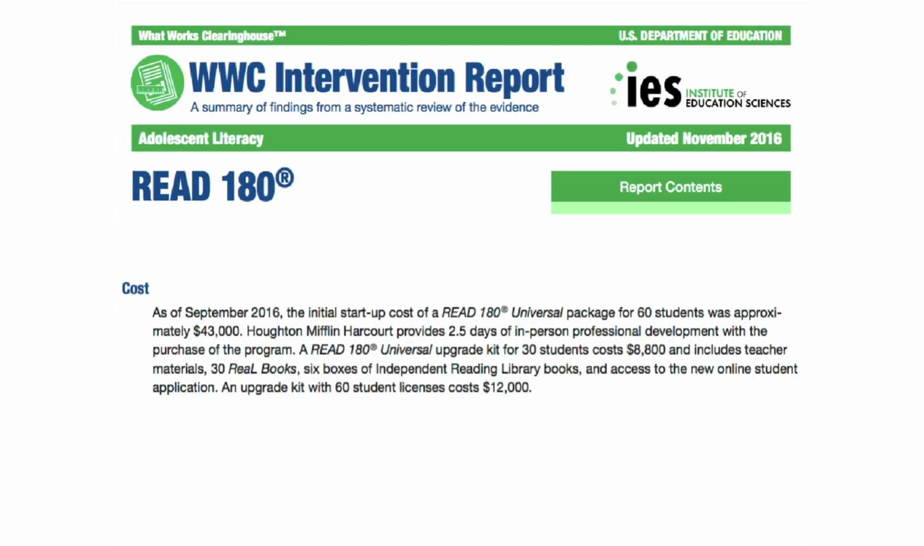When we go into the What Works Clearinghouse, we see some of this, where they talk about the package. For 60 students, it was about $43,000. They talk about this universal upgrade kit. It gives you some information about resources and then about purchase prices.